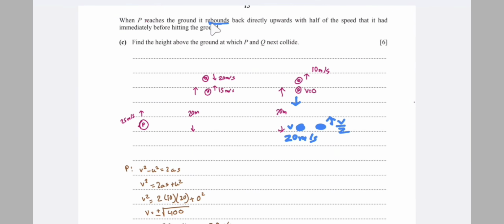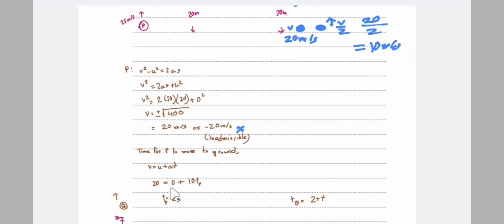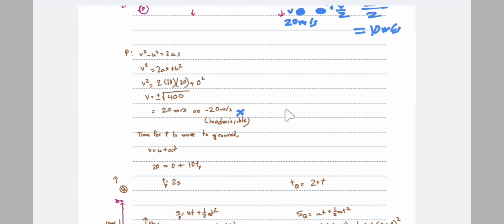And as we can see, when it rebounds, it has a speed that is half. Since it has half the speed, and initially when it hits the ground it has a speed of 20 meter per second, when it rebounds it has half the speed, that is 20 by 2, that is 10 meter per second. So now P moves upward with a speed of 10 meter per second.